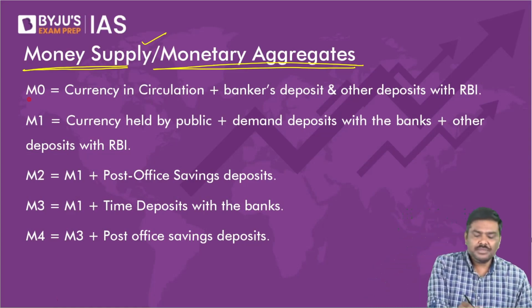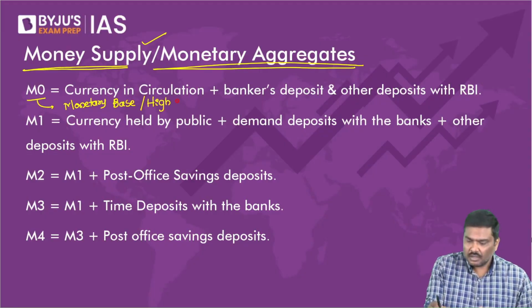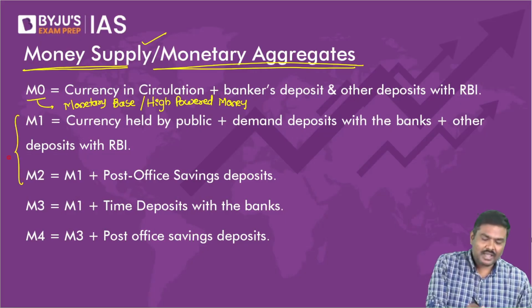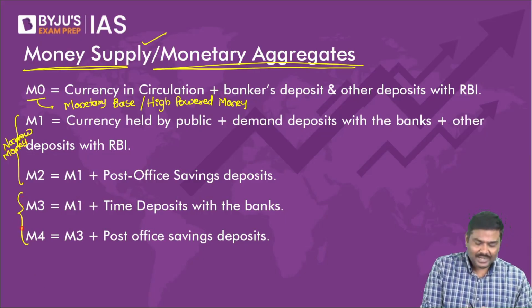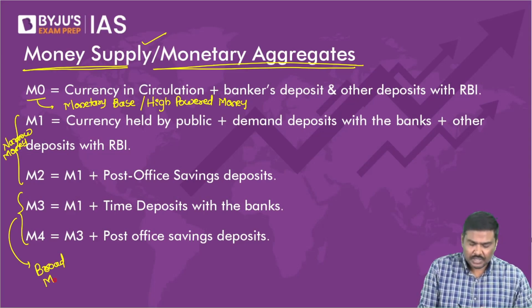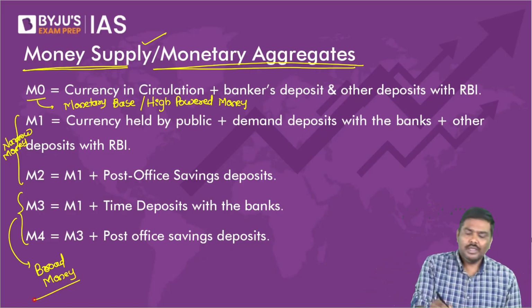M0, M1, M2, M3 and M4. M0 is called the monetary base, or high powered money. M1 and M2 are generally referred to as narrow money, and M3 and M4 are referred to as broad money.